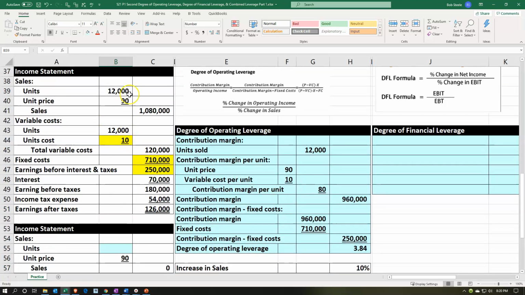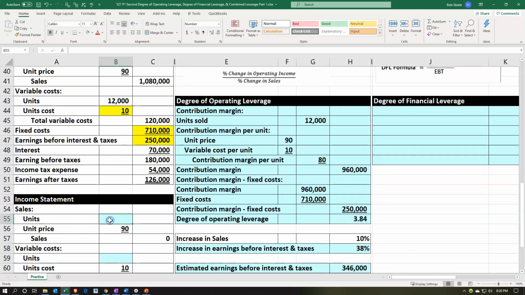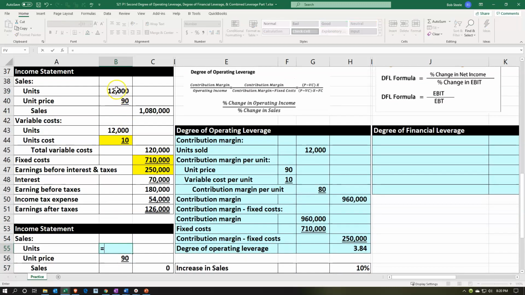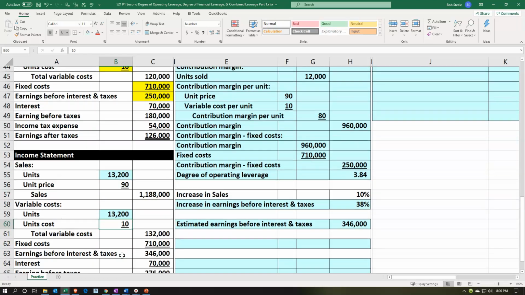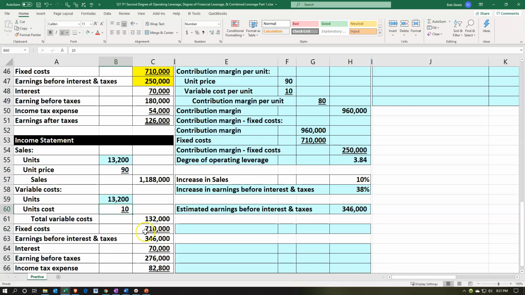I'm going to then increase this 12,000 once again by that 10%. So that calculation is going to be equal to the 12,000 times, brackets 1 plus that 10%, which would give us 110%. And so that's going to give us that 13,200, which will give us a 10% increase in sales. We will have a corresponding increase in the variable costs because they vary with sales, but the fixed costs will not. And that's going to be our difference.